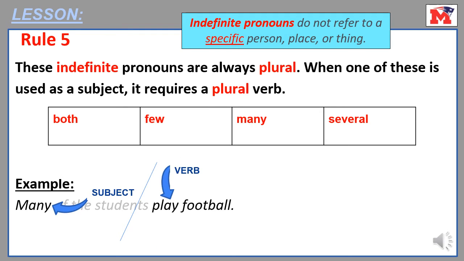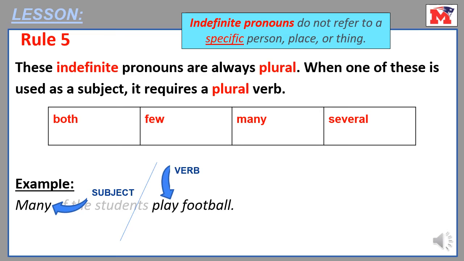Rule number 5 says this: these particular indefinite pronouns are always plural. When one of these is used as the subject, naturally we need a plural verb. Those words are both, few, many, and several. So anytime the subject is both, few, many, or several, you pretend it's more than one and use a plural verb.